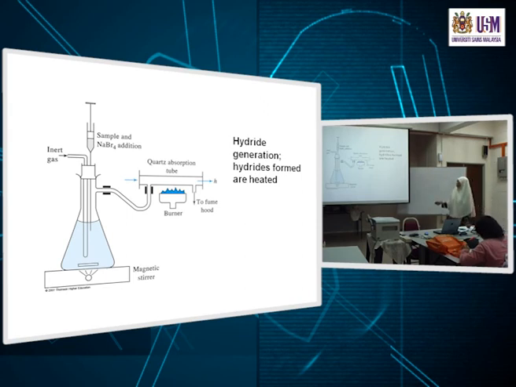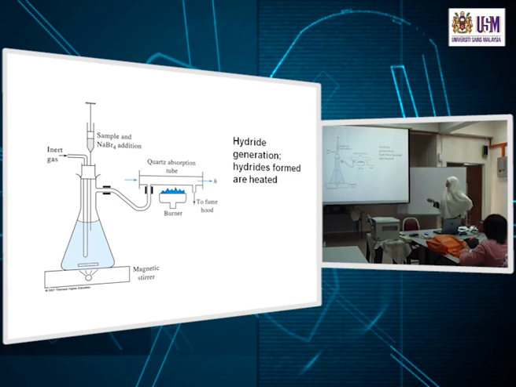metals are analyzed by hydride generation, namely arsenic, bismuth, tellurium, and selenium is also done in this way, the hydride generation. So this accessory is called the hydride generation accessory, where you then form hydrides. But the ultimate thing is still the same, you want to form the atoms. It's just that you now do it through the formation of hydrides.